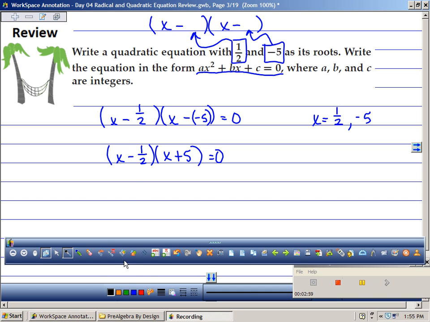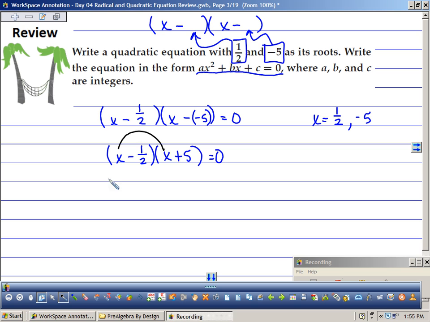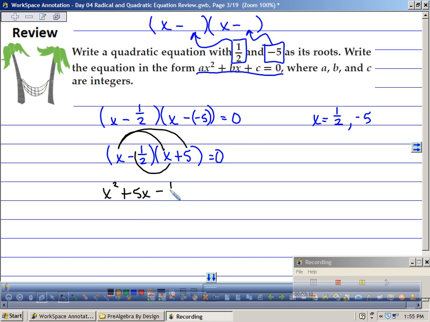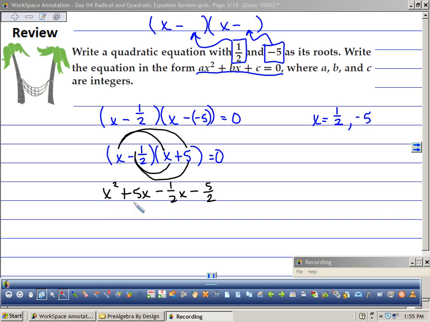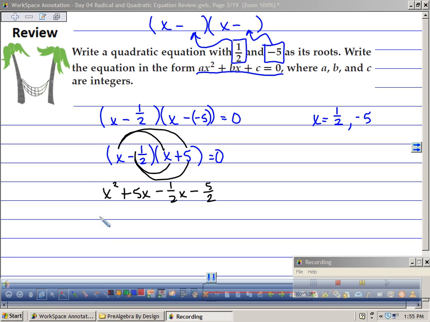So now I would FOIL it, correct, or double distribute. So x squared plus 5x minus 1/2 x minus 5 halves. Okay, I said it has to be an integer form, right? So what do I need to get rid of? The fractions. How do we get rid of fractions? Okay, what do we call that? Math. We call it clearing the denominator.